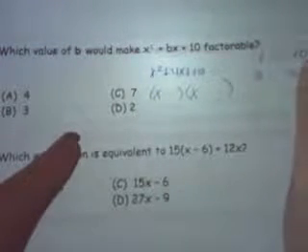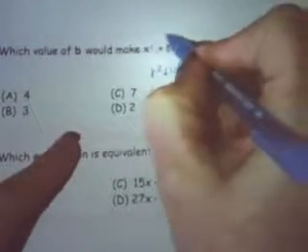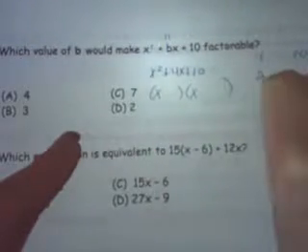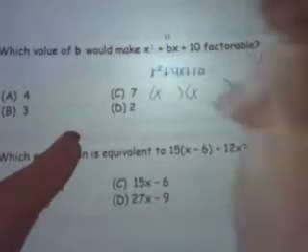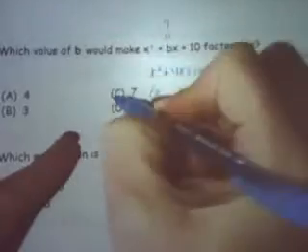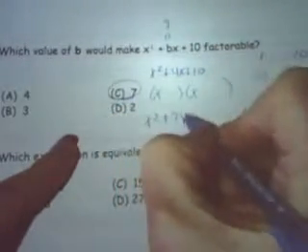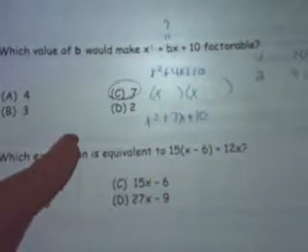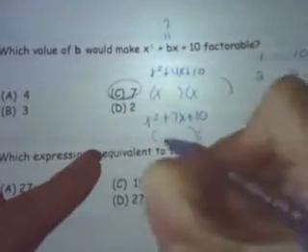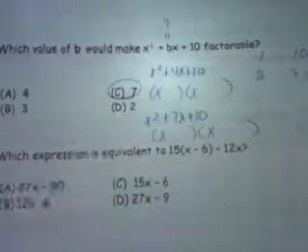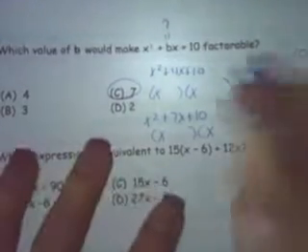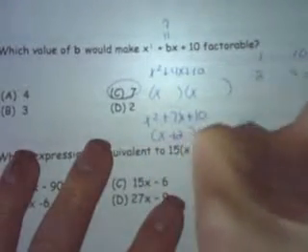I know that 1 plus 10 equals 11, so b could be 11. Or I know that 2 plus 5 equals 7, so b could be 7. That's going to leave us with C. x squared plus 7x plus 10. That does factor out to be x plus 2 times x plus 5.